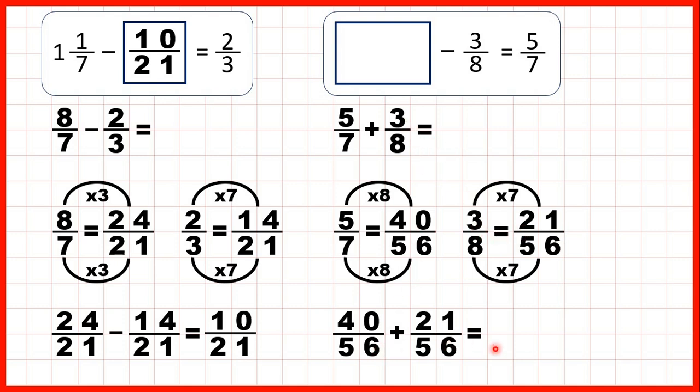So now the denominator stays the same in our answer, and 40 plus 21 is 61. So as an improper fraction, our answer, or our missing number, is 61 over 56. That's 1 and 5 over 56 as a mixed number, because 1 times 56 is 56, and then we add 5 to get 61.